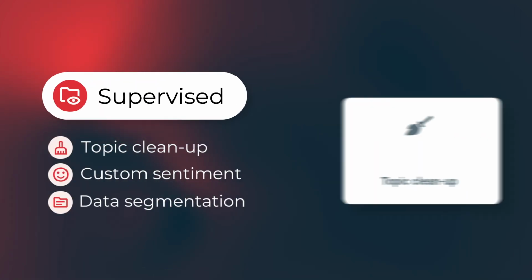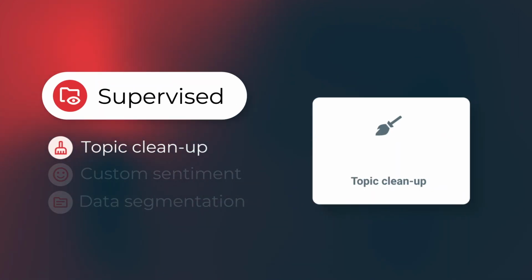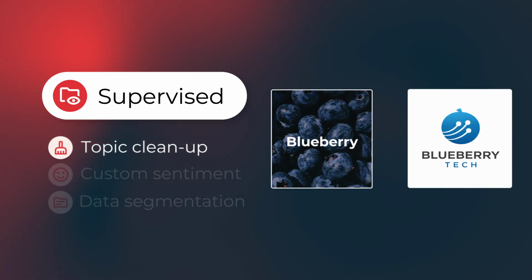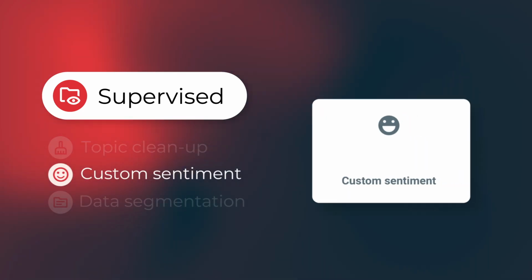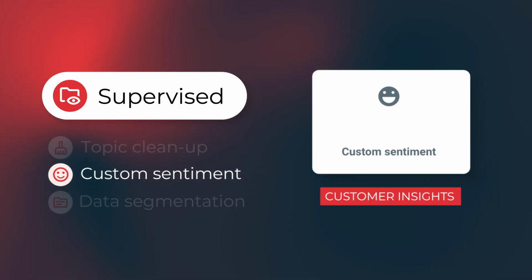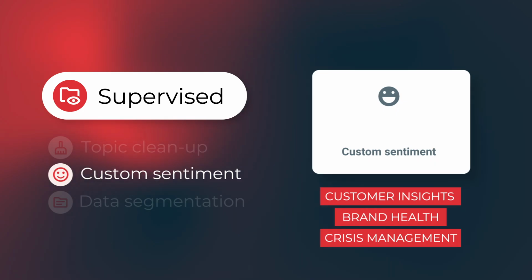The topic cleanup classifier removes irrelevant mentions that add noise to your dataset, for example, a fruit name that happens to match your tech brand, and corrects misclassifications. The custom sentiment classifier defines sentiment from your brand's perspective based on your sentiment definition. It's great for customer insights, brand health, and crisis management.